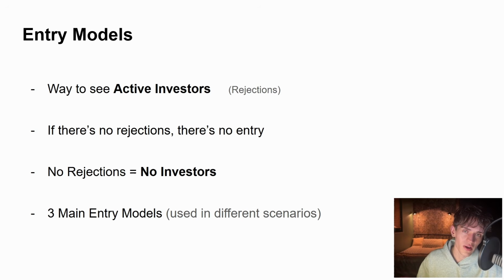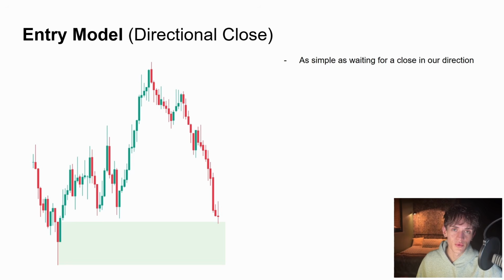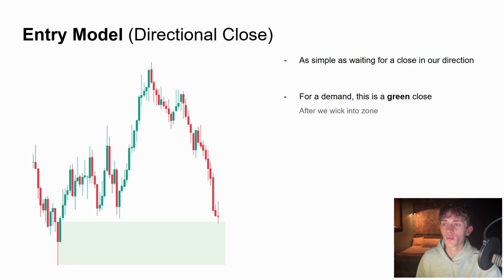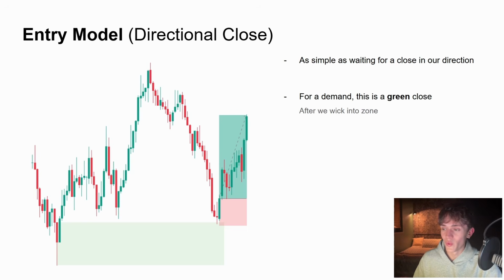So let's start off with our most commonly used, the directional close. And it is literally as simple as it sounds. All we're going to do is wait for a close in our direction. For a demand example, we're going to want to go upwards, so we're just going to wait for a green close after we wick into our zone. And that is really as simple as it is. We're just going to put our stop loss on the deepest wick into our zone. And as far as TPs go, you can have these at liquidity or use the optional TP rules that I have over in my Discord.